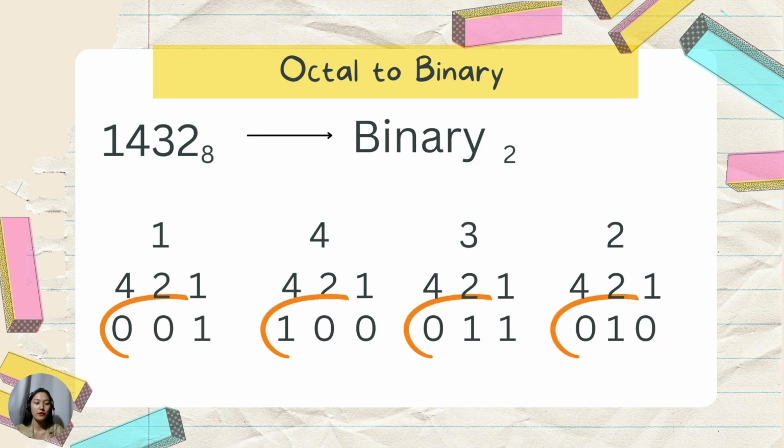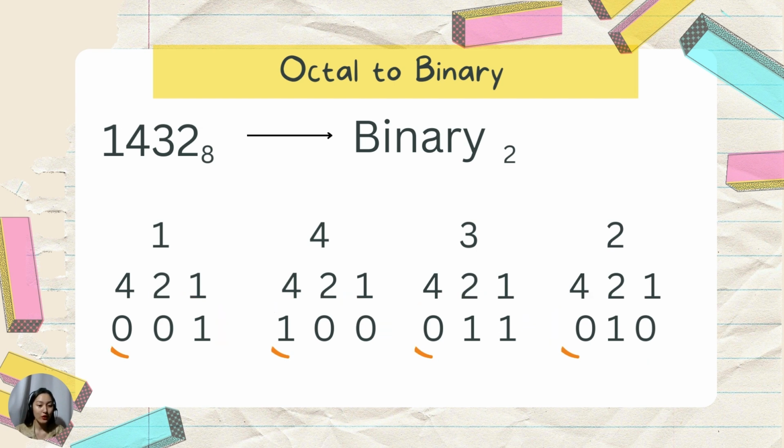So let's proceed to the first digit, which is 1. Since we are looking for the binary equivalent, we will use 2. 2 to the power of 0 is equal to 1. 2 to the power of 1 is equal to 2. 2 to the power of 2 is equal to 4. 1, 2, 4. And as you can see, we did the same process to the other digits.